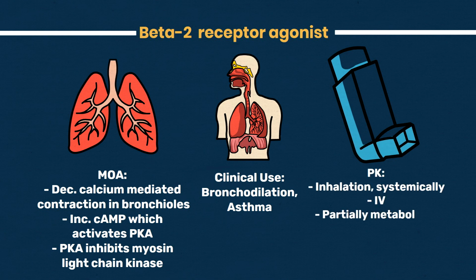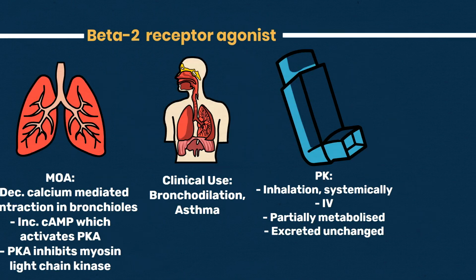The pharmacokinetics include its use as inhalation, which is absorbed systemically. It can also be given via IV route. When salbutamol is given by inhalation route, it is partially metabolized and is excreted unchanged in urine.